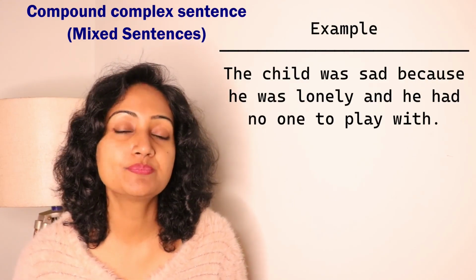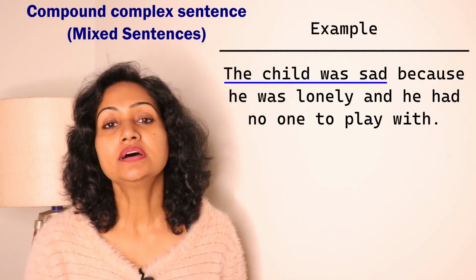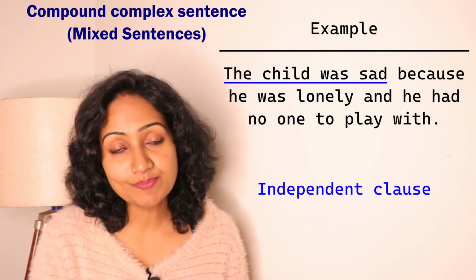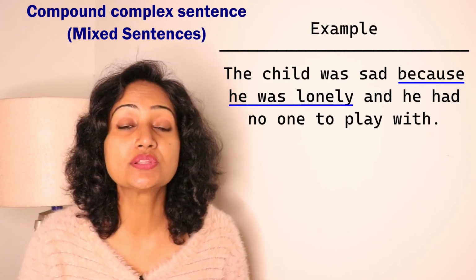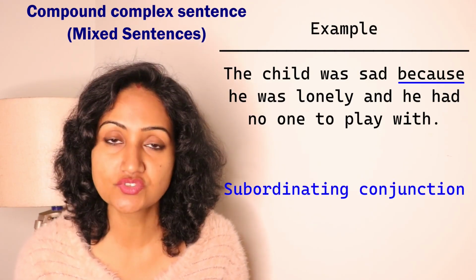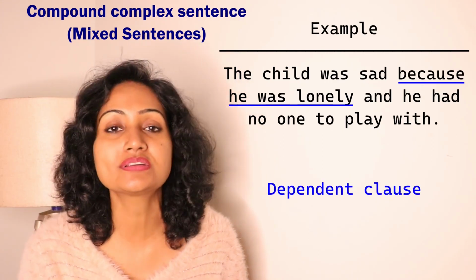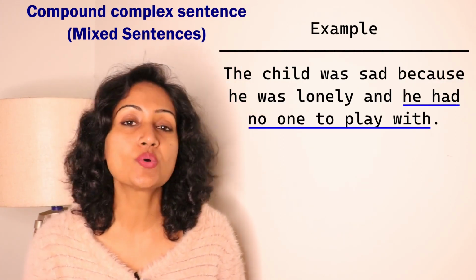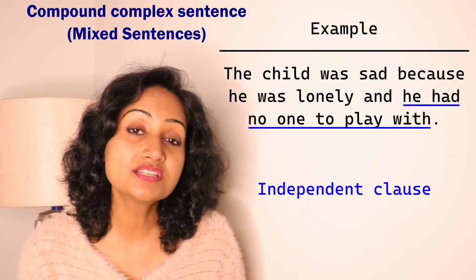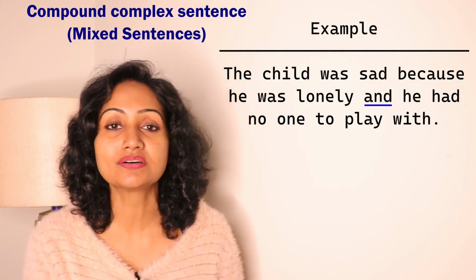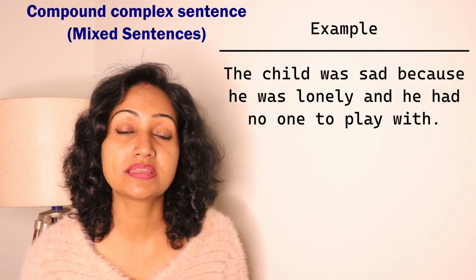The child was sad because he was lonely and he had no one to play with. So here, "the child was sad" is an independent clause. The child was sad because he was lonely. So "because he was lonely", "because" is a subordinating conjunction, and "because he was lonely" is a dependent clause because it cannot stand alone. And "he had no one to play with" is an independent clause, and "and" is a coordinating conjunction here. So two independent clauses and one dependent clause.